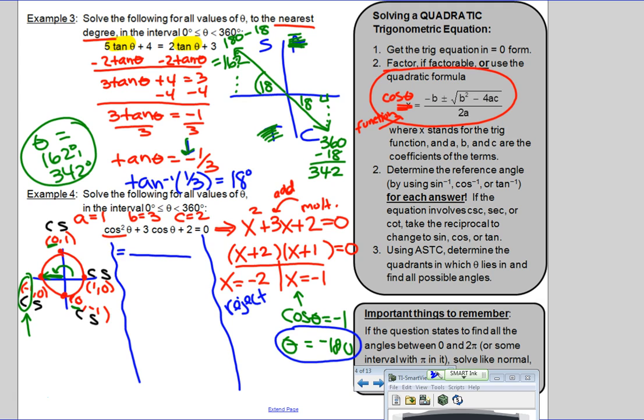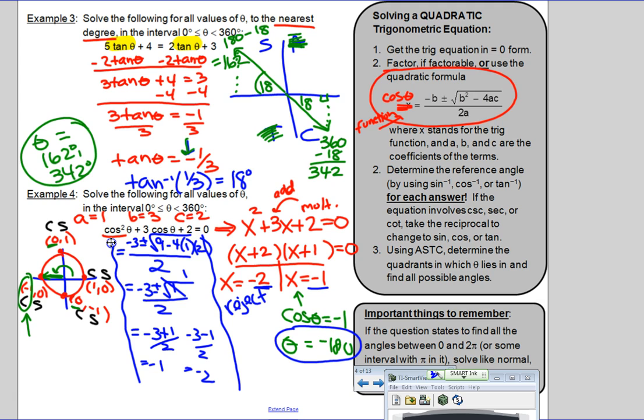quadratic formula, negative b would be negative 3 plus or minus the square root, and 3 squared is 9, minus 4 times 1 times 2 for c, all over 2 times 1. You're always going to do under the radical first. If you do 9 minus 4 times 1 times 2 in your calculator, you'll get a 1, which square root of 1 is 1. And then you get negative 3 plus 1 over 2, and that's going to give you negative 1. And then you're going to get negative 3 minus 1 over 2, which is negative 2. So those are the exact two answers we got there.